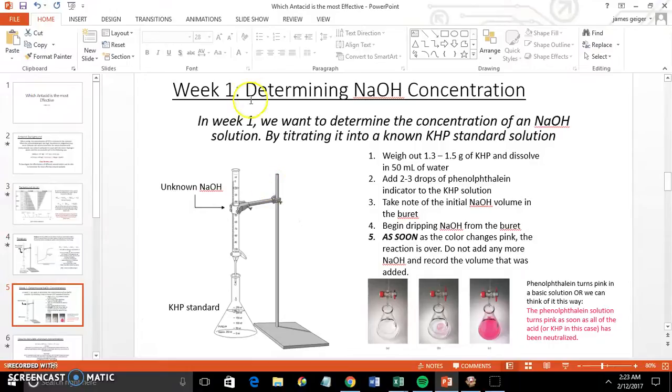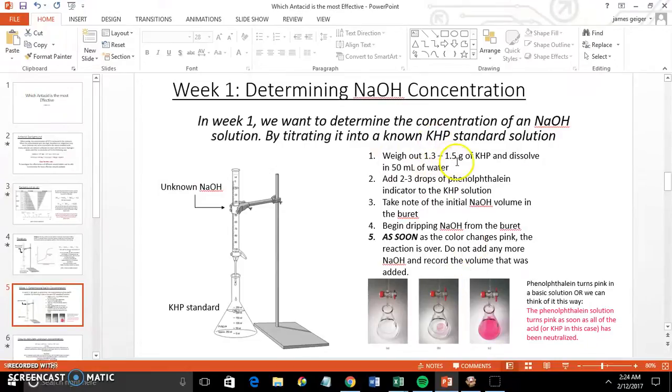Now when we talk about week 1, what we're doing, we're going to determine NaOH concentration. In week 1, we also determine the concentration of an NaOH solution by titrating into a known KHP standard solution. In week 1, this is really kind of just a practice to get good at titrations. This is the protocol that we have.